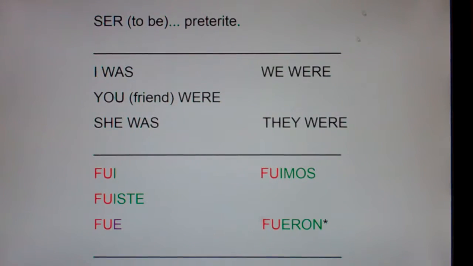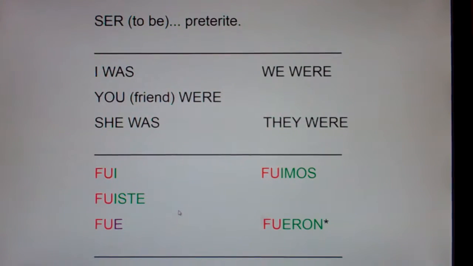Now remember I talked about how strange and irregular ser is in the present tense. It turns into soy, eres, es, somos, son. It's very, very irregular. Well, since ser is very, very irregular in the present, it's also very, very irregular in the past. There are three things that make ser tricky in the preterite, okay? Number one, notice there's an fu, fu. That sounds terrible. Oh, look at all the FUs. Be careful with that. There's an fu in each form, okay?